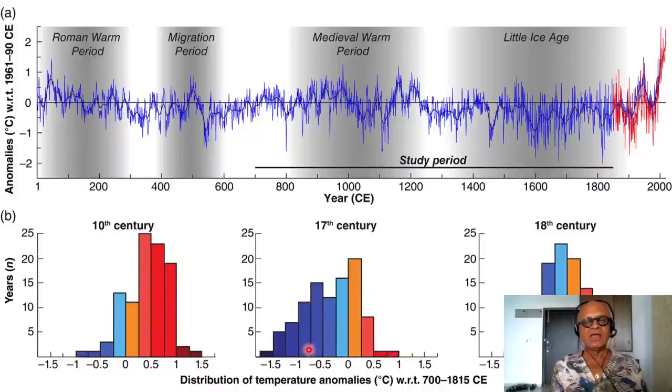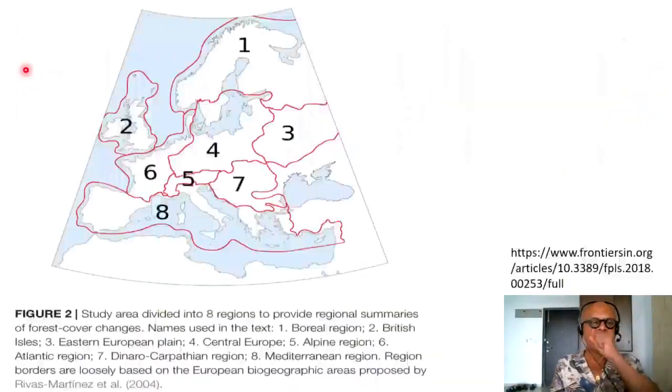negative tail here with far fewer frequencies of warm temperatures, and in the 18th century we shift back towards the baseline that we can see here as the average of 1961 to 1990 Common Era. Okay. This was extended further using the so-called modern analog technique and combining various pollen and other evidence to look at forest cover changes in these regions of Europe.